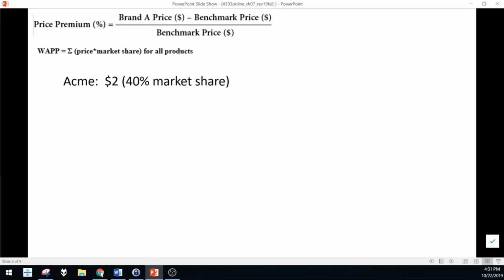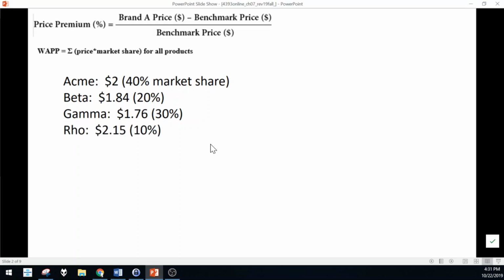Okay, so Acme sells bricks for $2. We also know from research we have a 40% market share. Our three closest competitors are Beta, we've already talked about them, $1.84, and their market share is 20%. Gamma, their bricks are even cheaper, $1.76, and their market share is 30%. And then finally, Row is the most expensive competitor, $2.15. That reflects 10% market share. So the question is, what is the price premium based on this weighted average price paid?